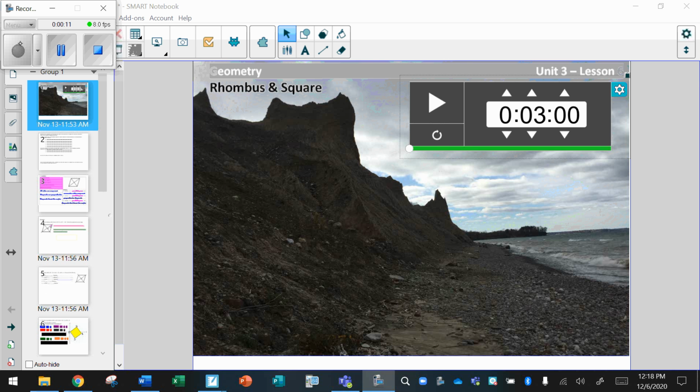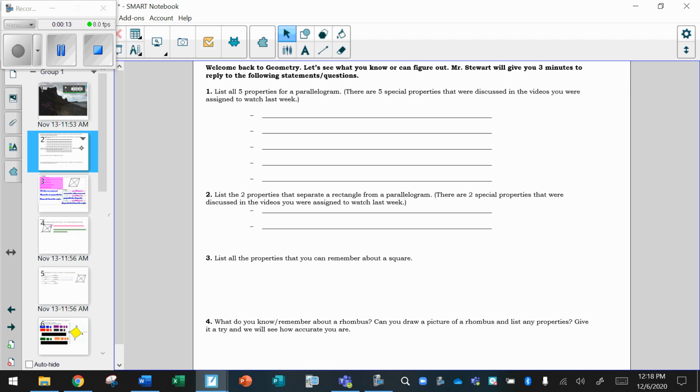Before we get started with the new information, what I want you to do is pause the video and answer these 4 questions. So list all the properties for a parallelogram. Try to remember from our last couple of lessons all the properties that a parallelogram has. Then, number 2, list the 2 properties that separate a rectangle from a parallelogram.